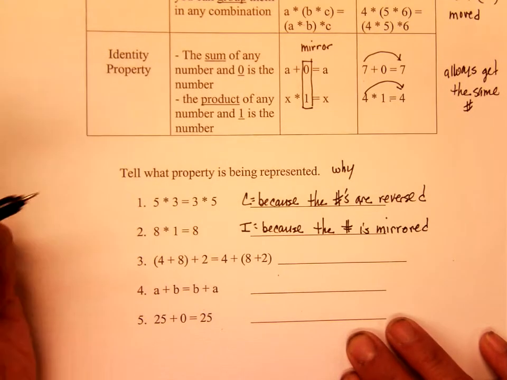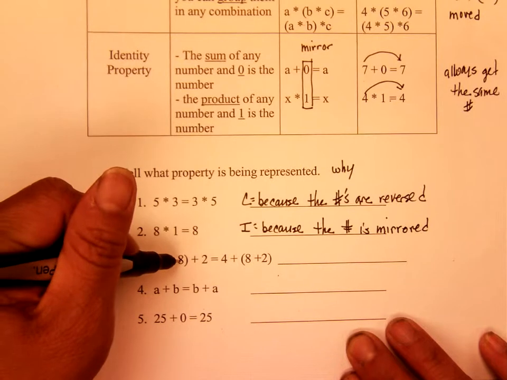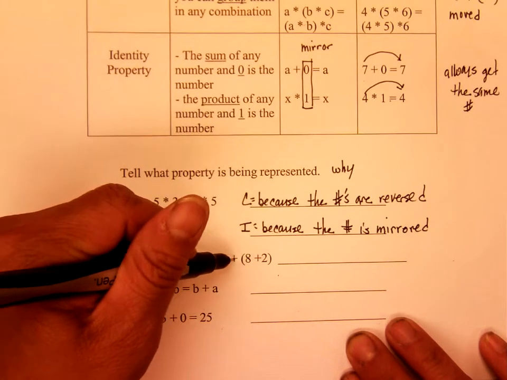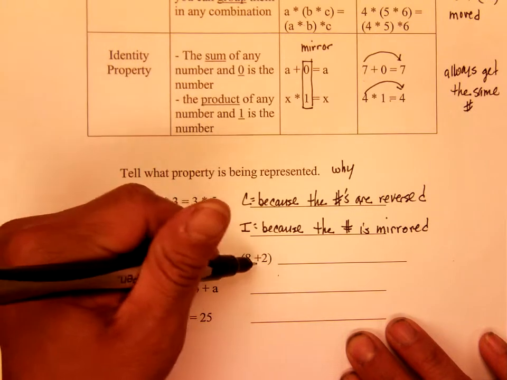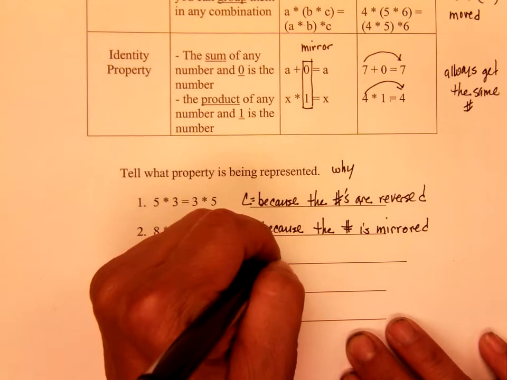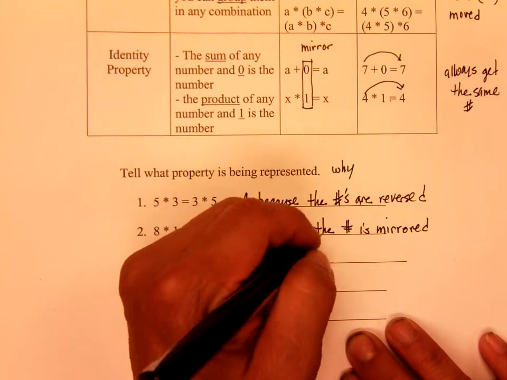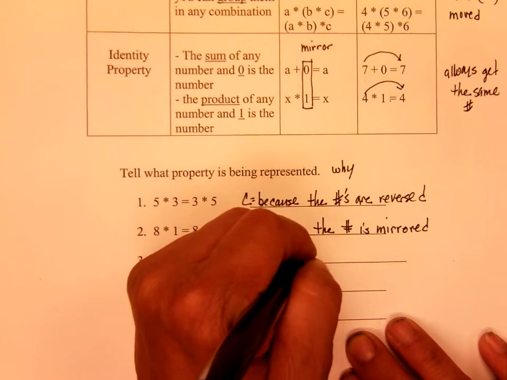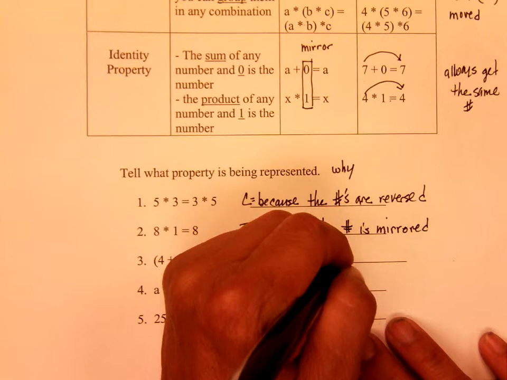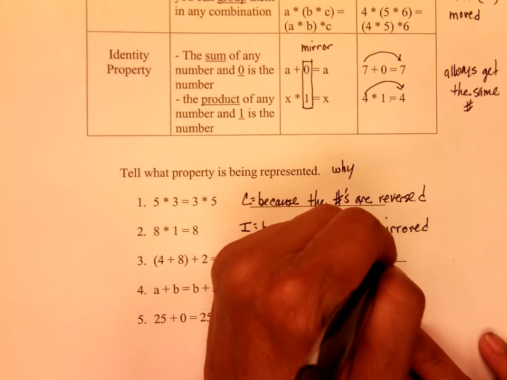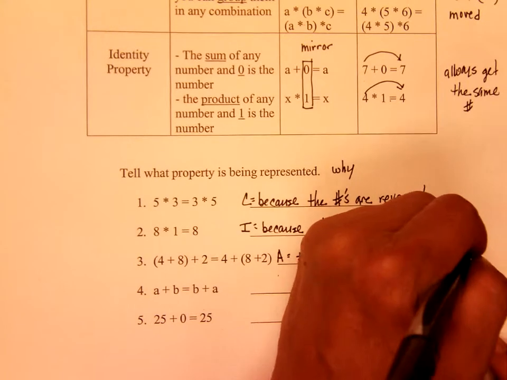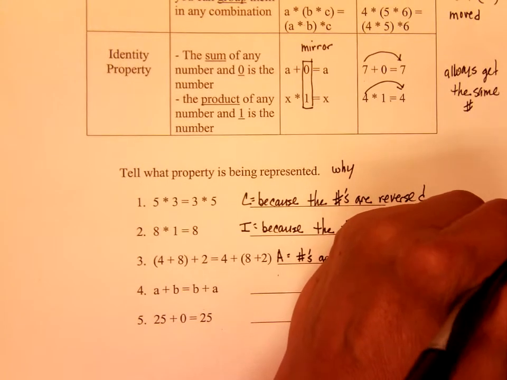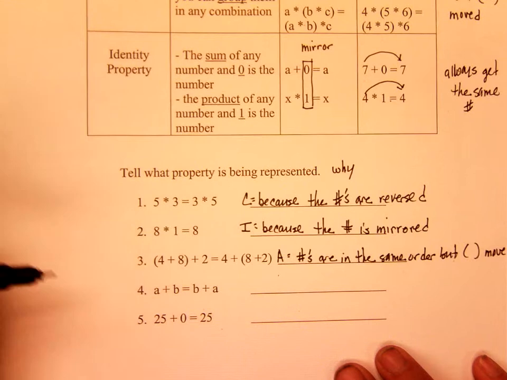Okay? Let's look here. 4 plus 8 plus 2 is equal to 4 plus 8 plus 2. Do you notice that they're in the same order, but what happened? The parentheses have moved. So this has to be associative property. So that is the numbers are in the same order, but parentheses moved. Okay, try 4 and 5 on your own, and when you're ready, go ahead and push play.